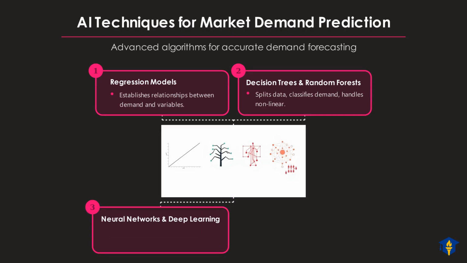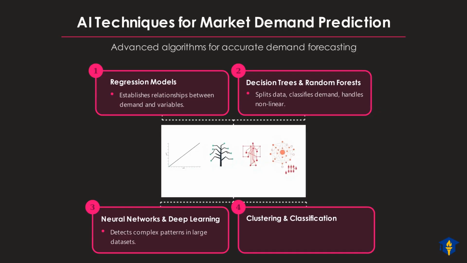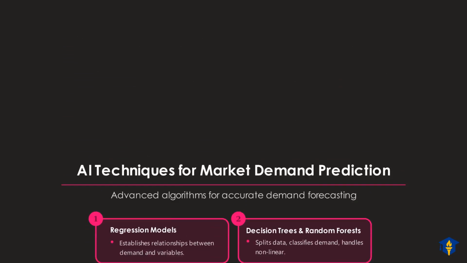Neural networks and deep learning models are excellent for complex patterns. These advanced models excel at detecting intricate and complex patterns in large datasets. Lastly, clustering and classification algorithms segment customers for better prediction. They segment customers into groups, predicting demand for specific market groups and segments.